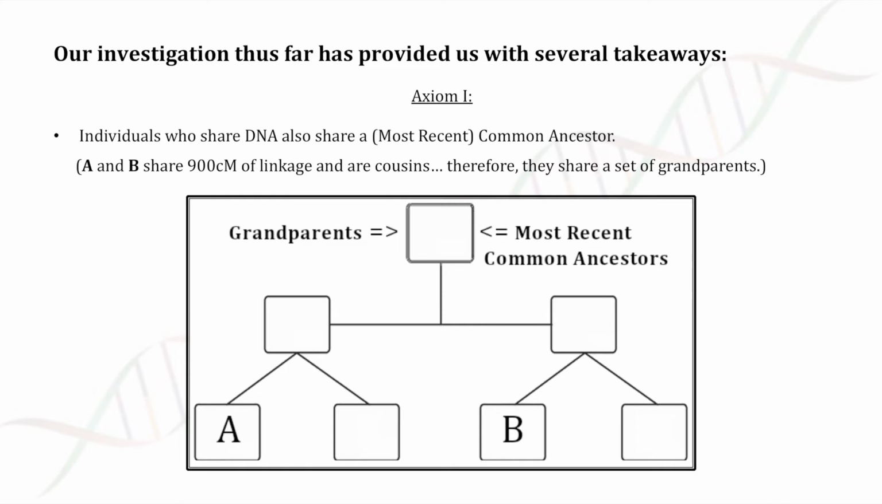axioms. Axiom 1, individuals who share DNA also share a common ancestor. In this case, A and B share around 900 centimorgans of linkage and are cousins. Therefore, they share a set of grandparents.